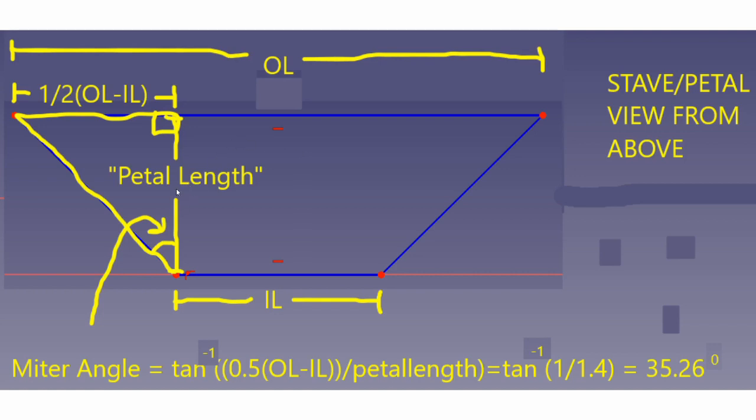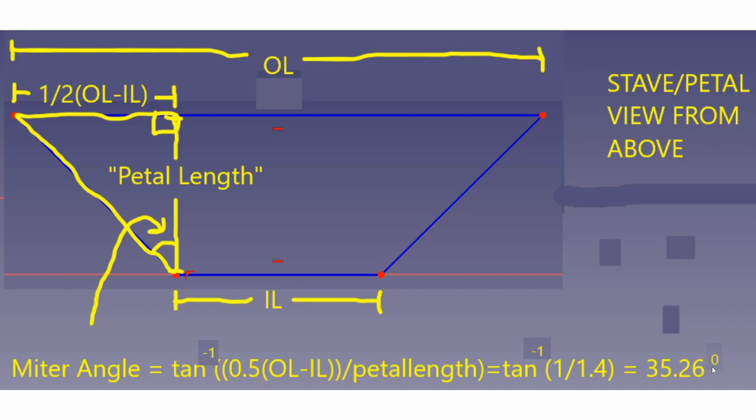So again, we know the petal length, and we know 1/2 of OL, the outer L, minus the inner L. We know those values. So we have a right triangle where we have the values for two sides, and we just need to know this angle here, which will be our miter angle. For that, we use the inverse tangent of 1/2 (OL minus IL) divided by the petal length, and that works out to the inverse tangent of 1 divided by 1.4, which ultimately resolves to 35.26 degrees. And with that, we have our miter angle.